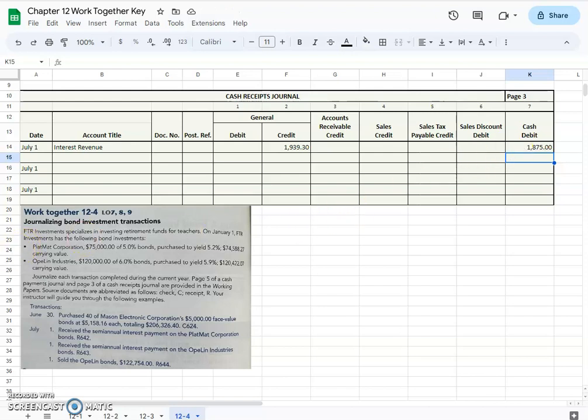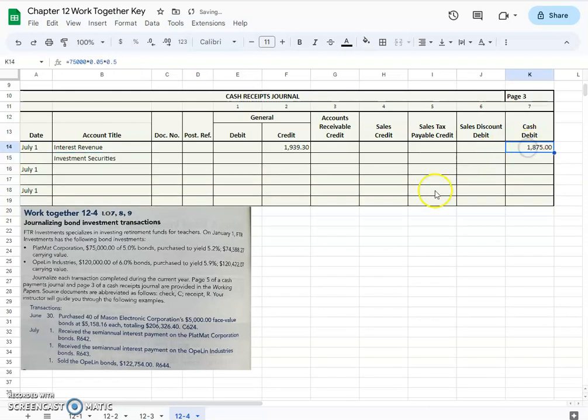Then we're going to have to debit investment securities, because right now our cash debit is lower than our interest revenue credit. That's all having to do with the yield of 5.2% compared to the 5% that it was stated at. So the difference is going to go to investment securities, and we'll just subtract them to get to our $64.30.